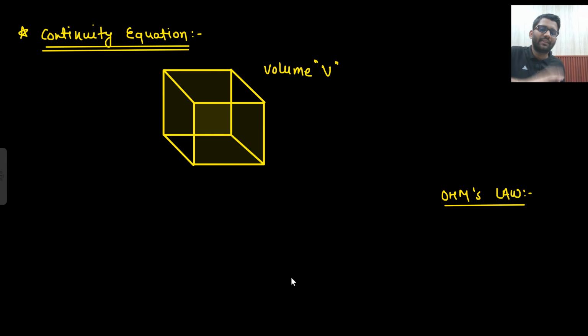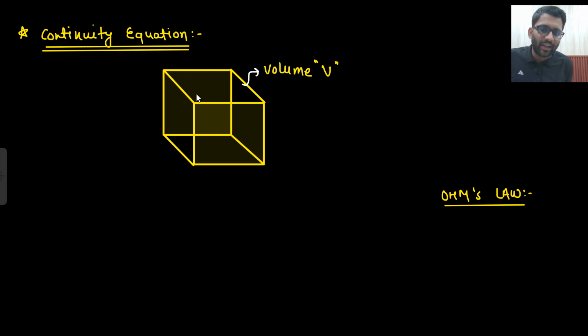Okay. So let's understand the meaning of the continuity equation. What does the continuity equation show? It shows the continuity of a current. Let's understand that. What do I mean by that? Let's assume a particular volume. This is a volume V. Somewhere I am just assuming a volume V.